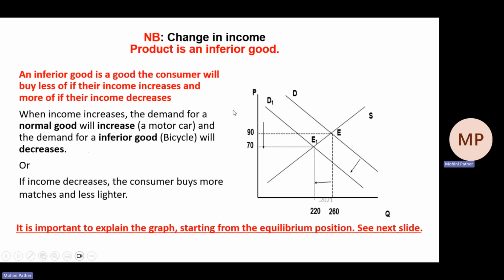So if, however, we are looking at an inferior good. Now, an inferior good is something that we purchase, but we're not overly concerned about. A normal good is something like a TV or a couch that, if it becomes cheaper, you'll buy more of it. An inferior good, however, if the income decreases, the consumer buys more.